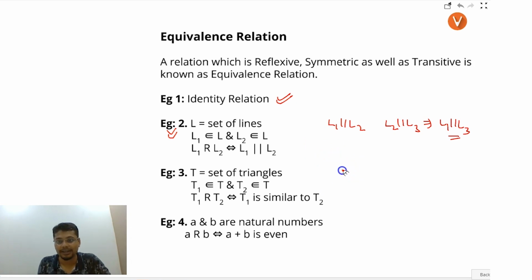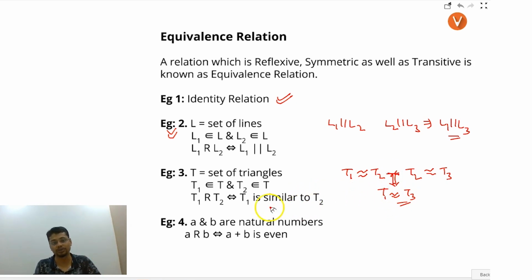What about transitive? Let me use standard notation only. If T1 is similar to T2 and T2 is similar to T3, all right, triangles T1, T2, T3, that means T1 is similar to T3 also. That means this and this would lead to this conclusion also. So that means this is transitive also. So that means it is an example of equivalence relation.